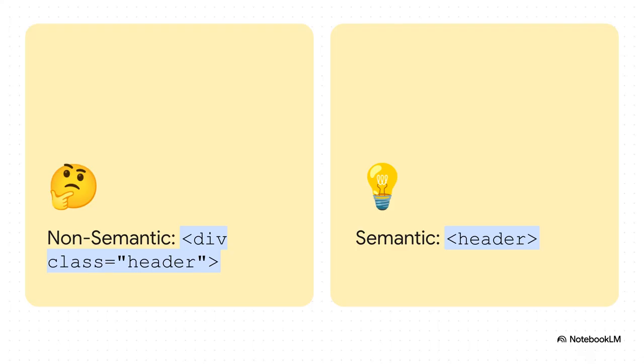See, for years, developers just used generic div tags for everything, and then they'd add a class name like header. But HTML5 gave us much better tools. So now, instead of that generic div, you use a proper header element. Instead of a div with an ID of footer, you just use footer. It's not just a name change, it's a totally different way of thinking.